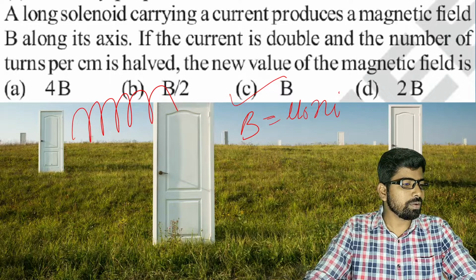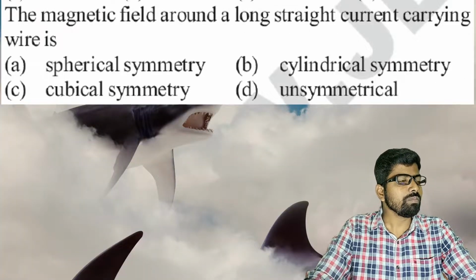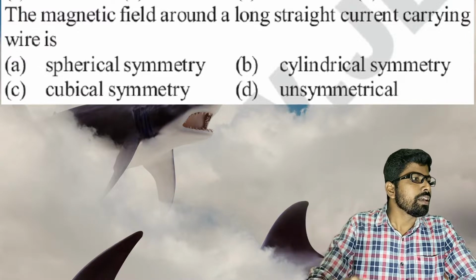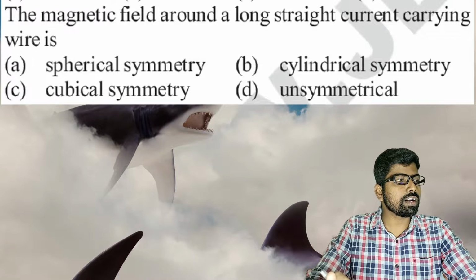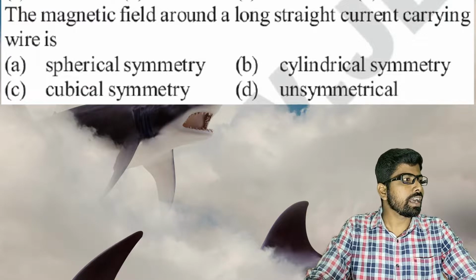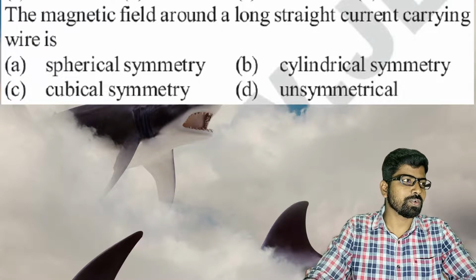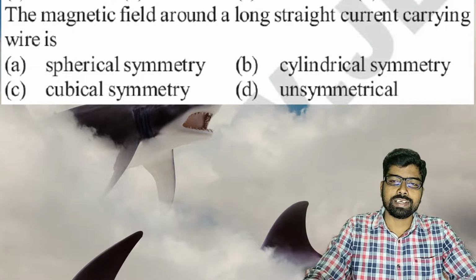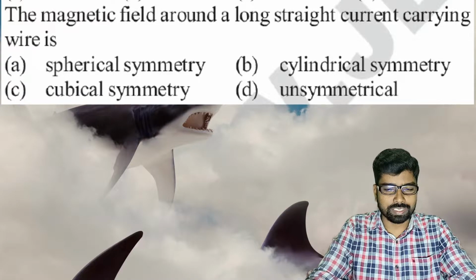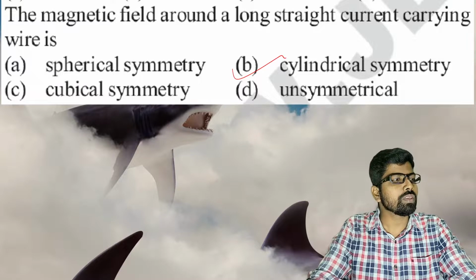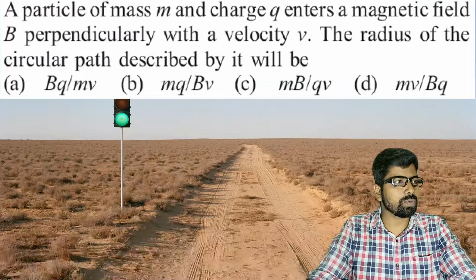So without delaying, let us go to the next question, and the question is on the screen. It is written here: the magnetic field around a long straight current carrying wire is what? Which type of? All of you know that if it is a long wire, then the symmetry will be cylindrical symmetry. I think it is clear to you. All of you can understand now. So with that, let us go to the next question.